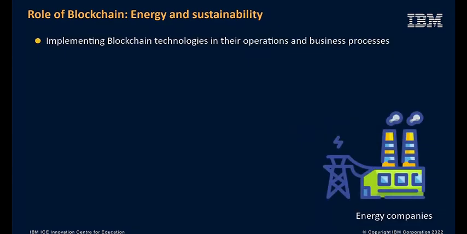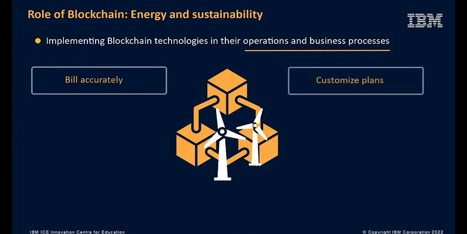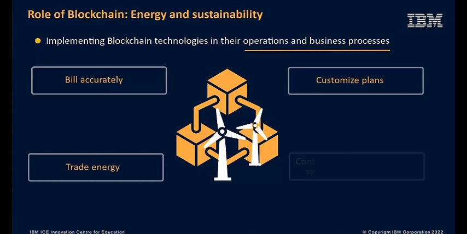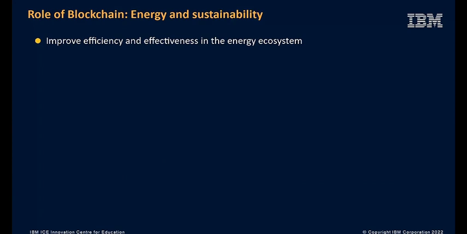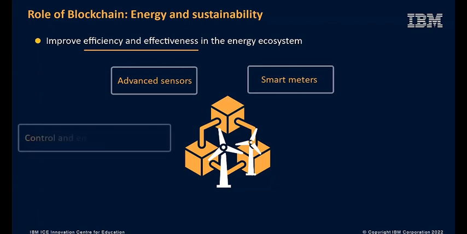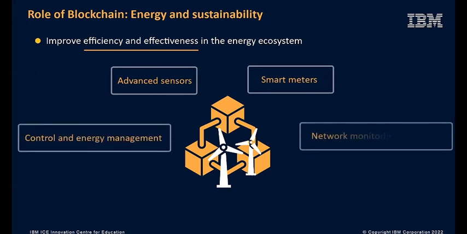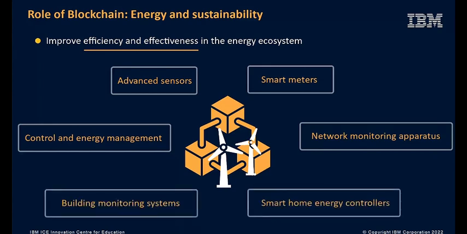Energy companies are implementing blockchain technologies in their operations and business processes. Through blockchain, we can bill accurately, customize plans based on customer usage, trade energy, and control decentralized energy systems and microgrids. Blockchain can be used to improve efficiency and effectiveness in the energy ecosystem. This is done through advanced sensors, smart meters, control and energy management systems, network monitoring apparatus, building monitoring systems, and smart home energy controllers. Grids, customer security, and identity management can all be streamlined with blockchains.